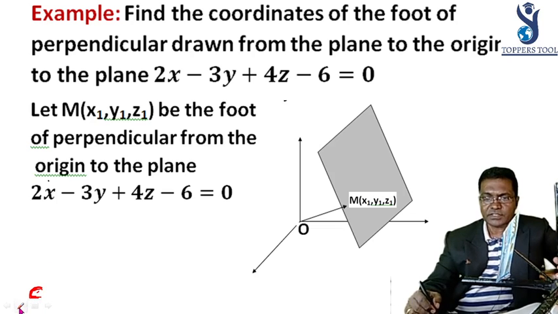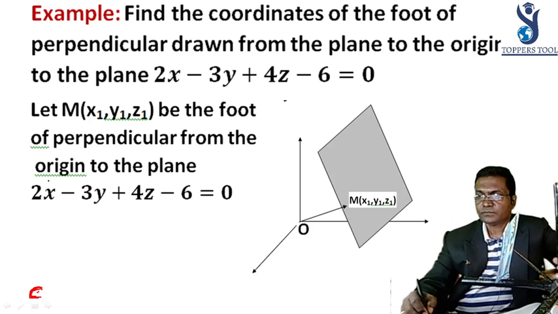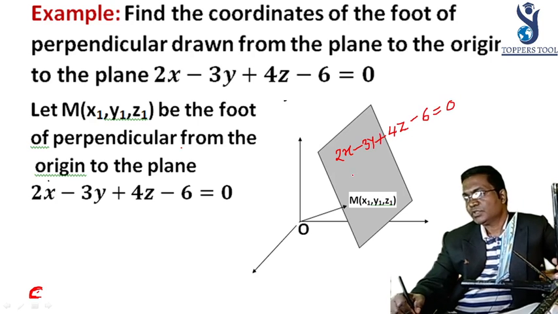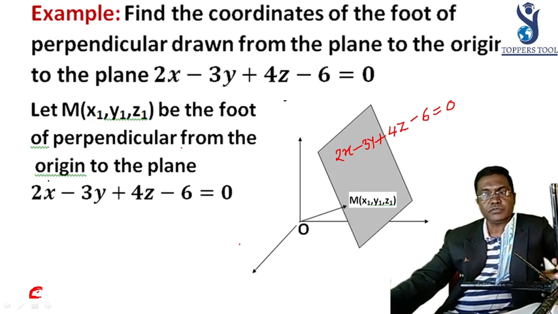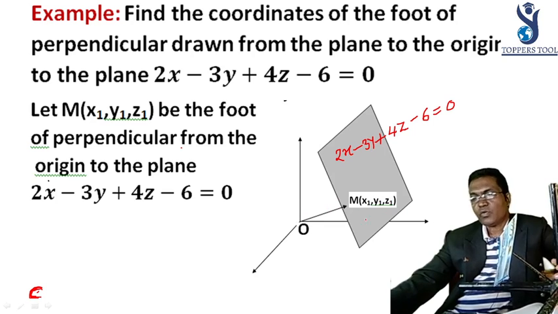So this is your given plane, 2x minus 3y plus 4z equal to 6, you can write. Now you need to find the coordinates of M. First you need to find the direction ratios of OM and the direction cosines of OM.